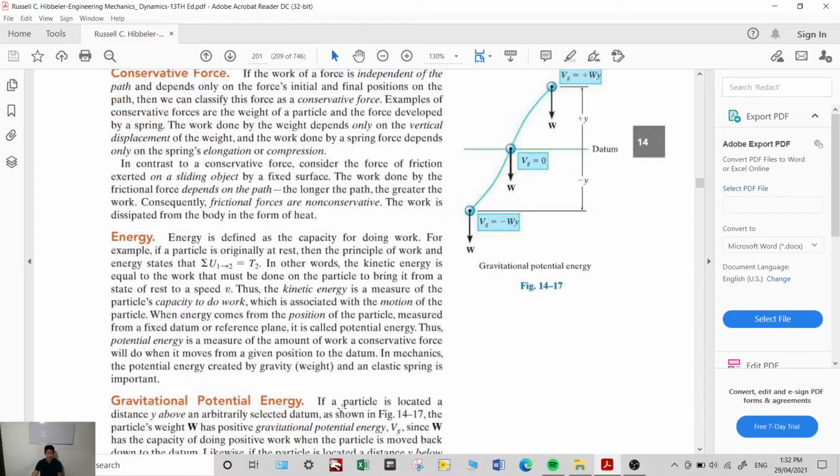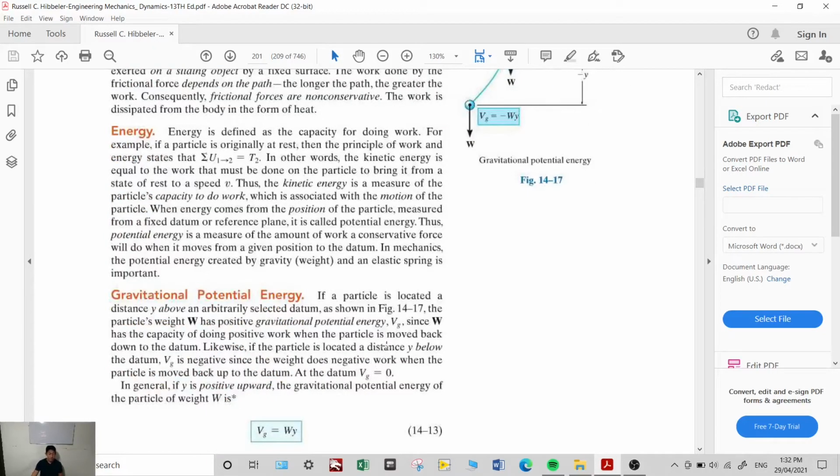Let's define energy. In the elementary definition, energy is the capacity for doing work. Kinetic energy is equal to the work that must be done on the particle to bring it from a state of rest to a speed v. So energy is what you use in order to do work. You need to be able to calculate how much energy must be supplied in order to execute that work.